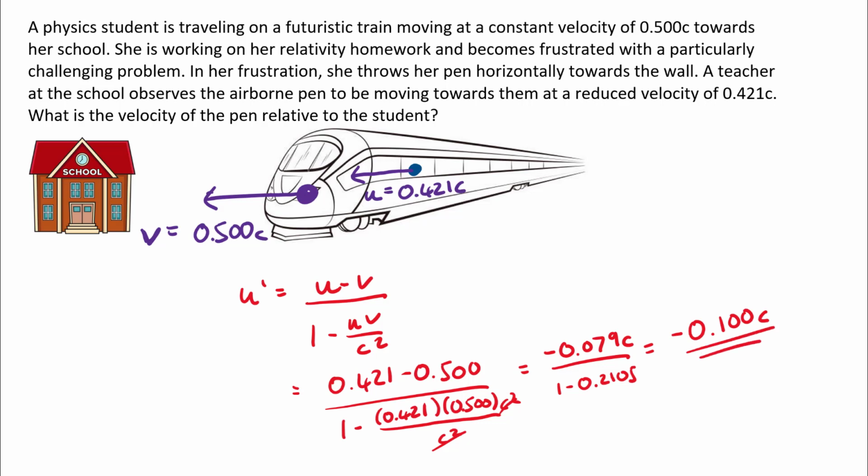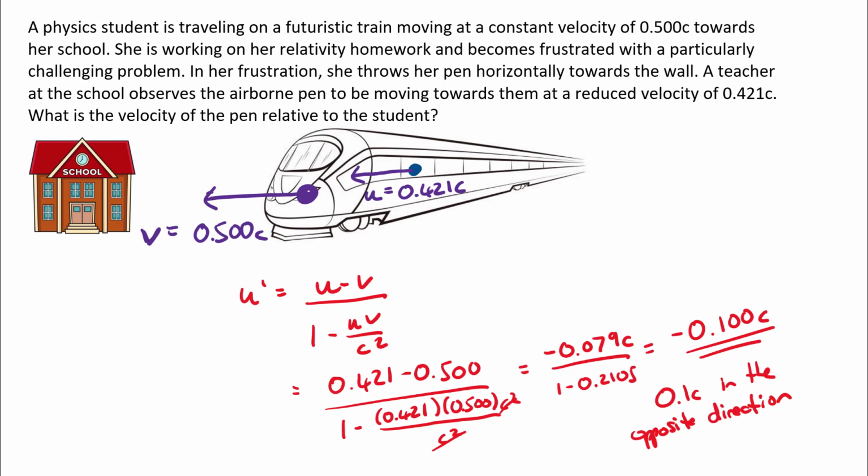So what does that mean? Well, if I wanted to write that answer better, I would say that the velocity of the pen relative to the person who threw it is 0.1 c backwards, or in the opposite direction of motion. And that makes sense to us because the student has essentially thrown it backwards, but it is still ultimately, relative to the school, traveling towards the school. So this works out quite well with directionality.